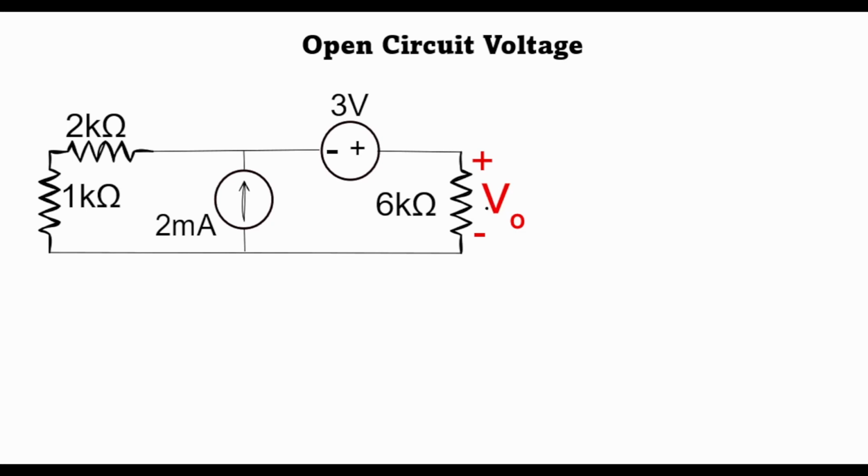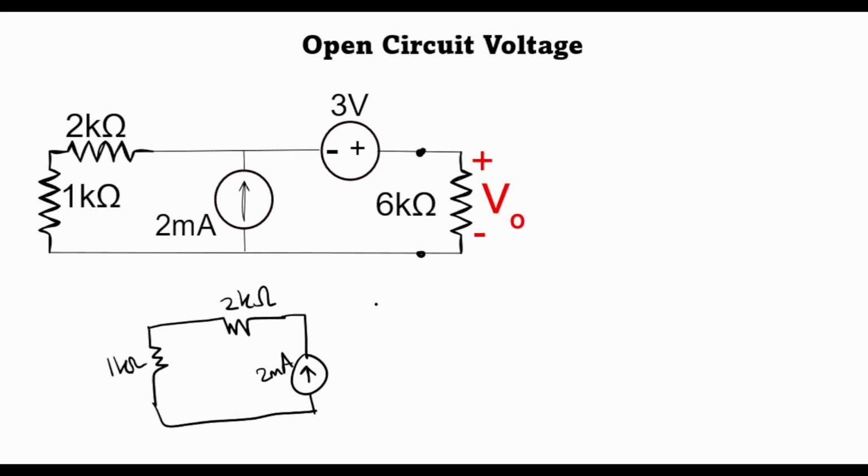First we start off by finding the open circuit voltage developed at the points where circuit A meets with circuit B. So we need to open the circuit at these two terminals. So let's redraw the circuit. We have our 1 kilo ohm resistance here, then the 2 kilo ohm resistance, a 2 milliamp current source, a 3 volt voltage source, and then we open the circuit at these two terminals.